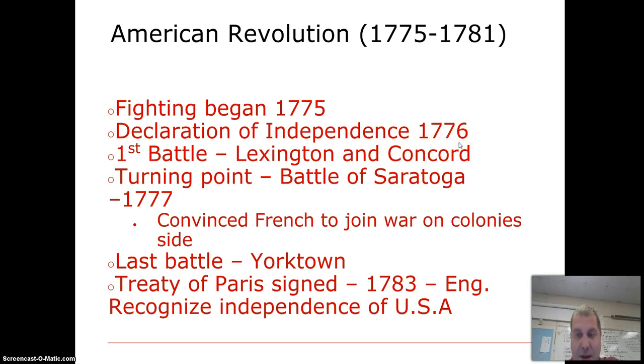The Declaration of Independence was signed in 1776, and the first battles were at Lexington and Concord. Now, these are the shots heard around the world. Later on, you'll see World War I, where you have a shot heard around the world. The turning point was the Battle of Saratoga, which convinced the French to join because the French hated the British and wanted to see them lose. The last battle was at Yorktown, then the Treaty of Paris was signed, in which England recognized the independence of the USA. America.